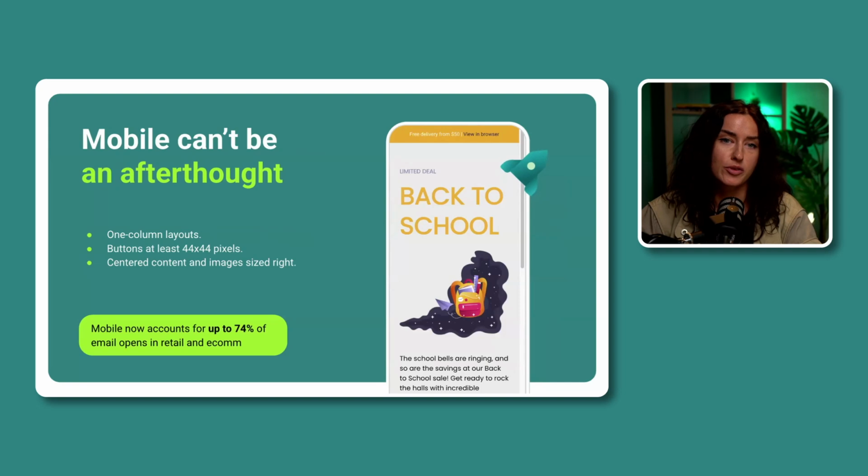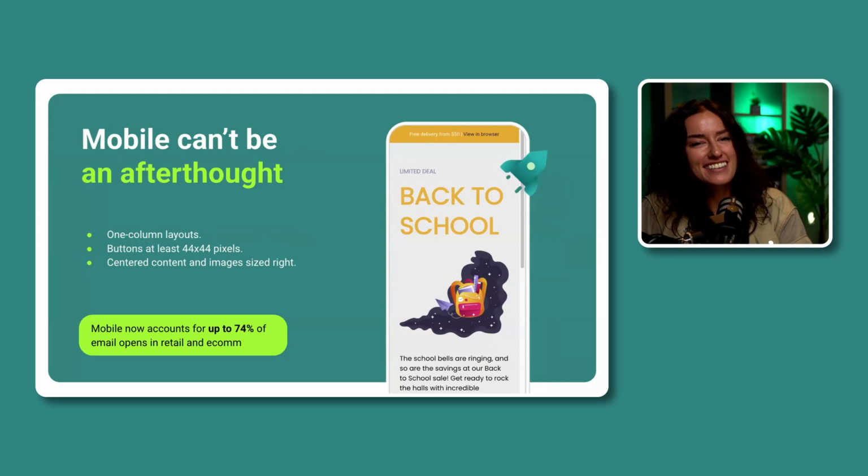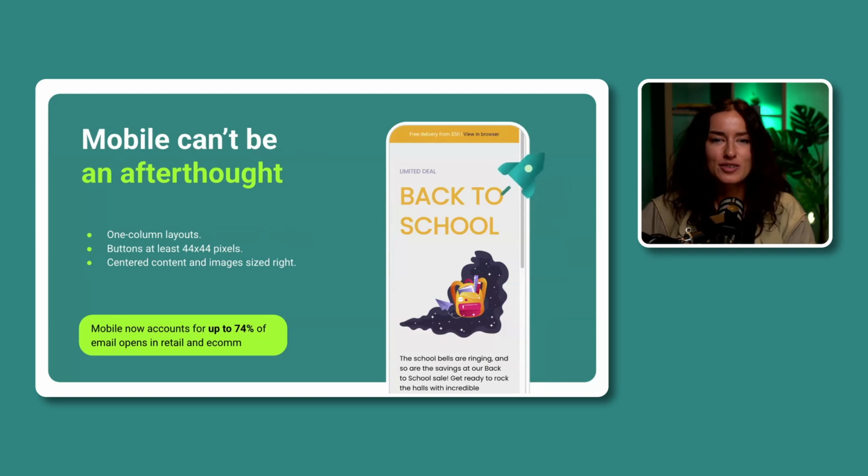Okay, so let's be real. Most of your audience is reading emails on their phone, possibly while standing in line or hiding from their kids, if you talk about parents, of course. Mobile now accounts for up to 74% of email opens in retail and e-com, and that's a fact. So if your email looks beautiful on desktop but breaks on mobile, you've basically lost most of your audience.